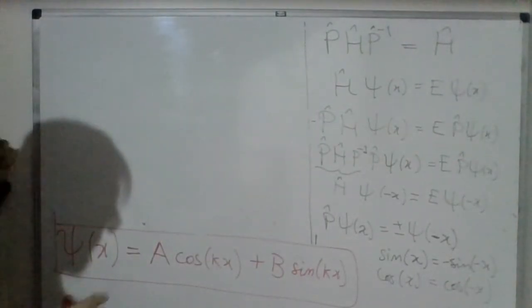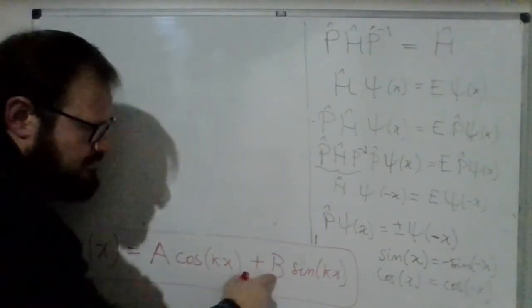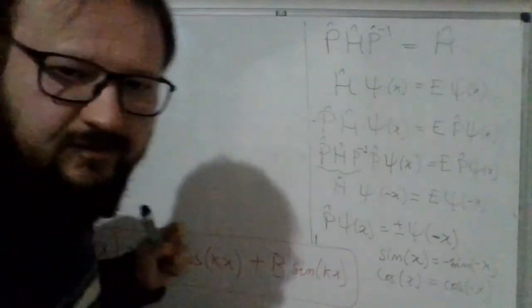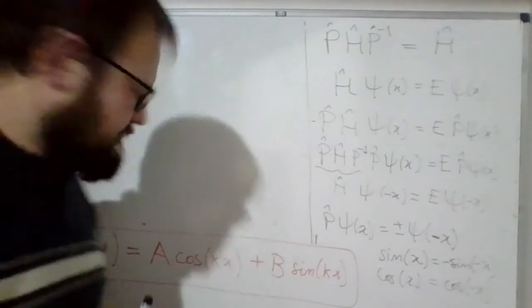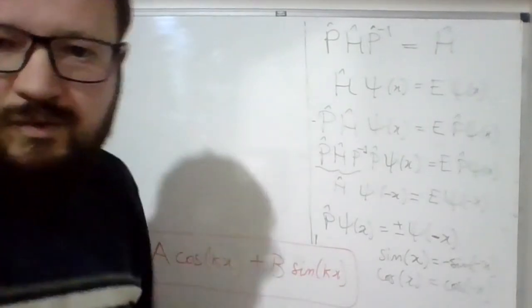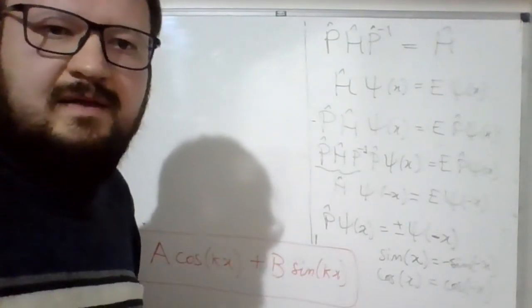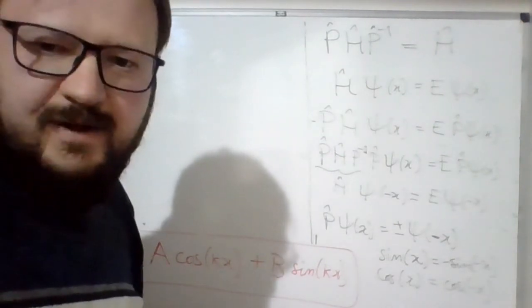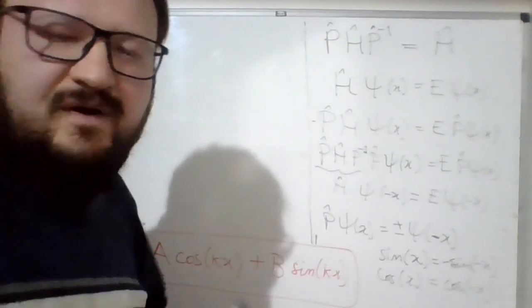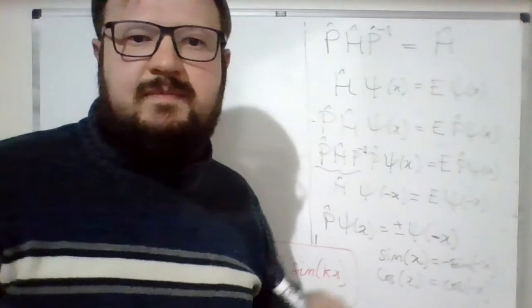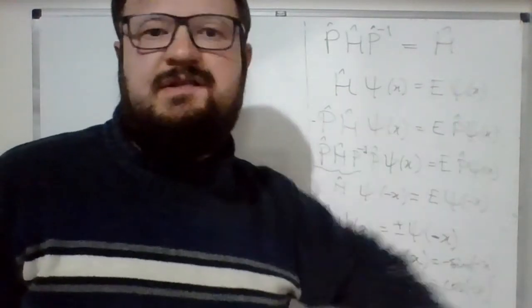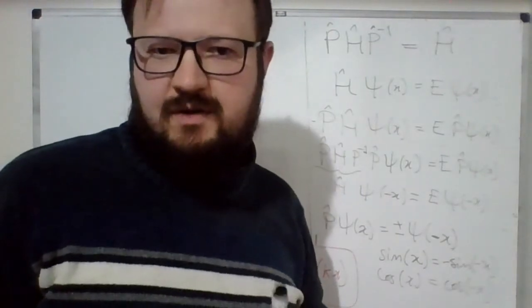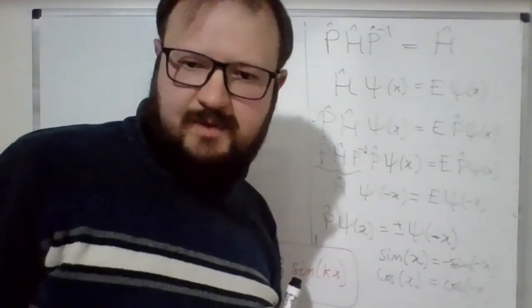But notice that if A and B are both simultaneously non-vanishing, this function will not be an eigenstate of the parity operator. So our functions must be at the same time the eigenvector of the Hamiltonian and an eigenstate of parity in this problem, because parity is a symmetry of the problem.